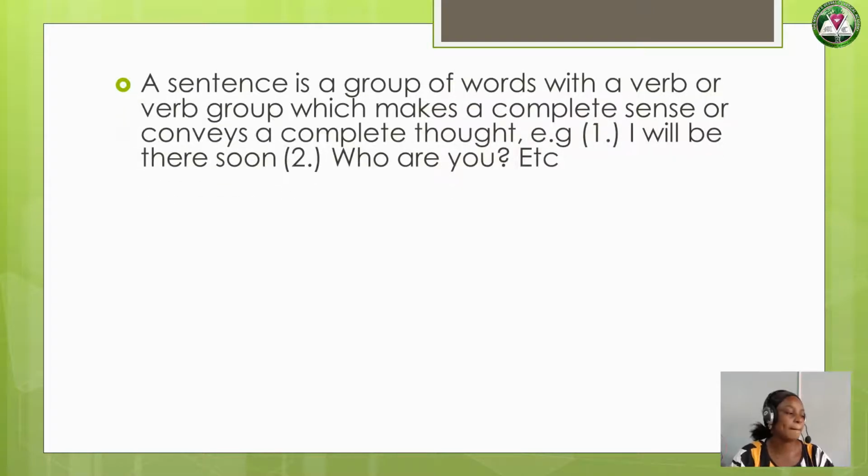What is a sentence? A sentence is a group of words with a verb or verb group which makes a complete sense or conveys a complete thought. In other words, a sentence should be meaningful. Before we can say a group of words or an expression is a sentence, it must be meaningful. A sentence should be divided into subjects and predicates. A sentence should have a subject, most importantly, and a verb or verb group.